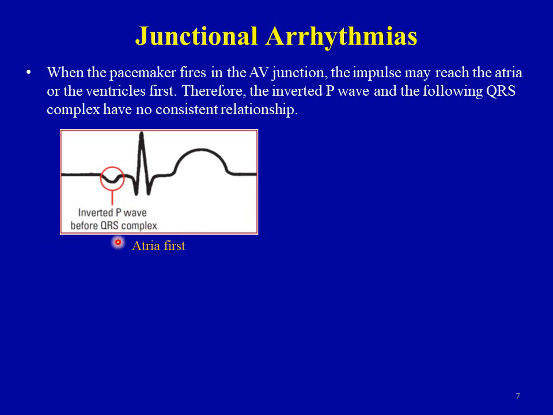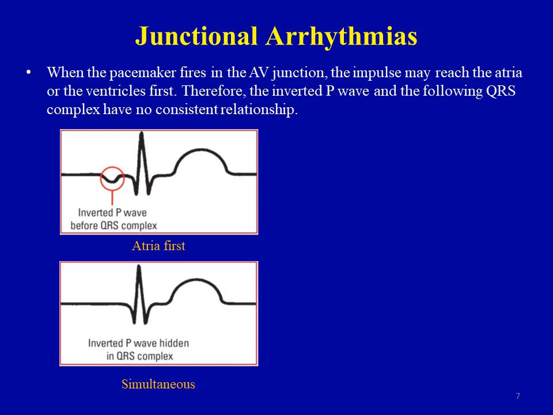So this is a junctional arrhythmia where the impulse is conducted to the atria first. So the atria will be depolarized. The mean atrial vector will be propagating away from the positive electrode of the lead, so the P wave will be inverted. Then the impulse will be conducted to the ventricles, and we have a normally looking narrow QRS complex.